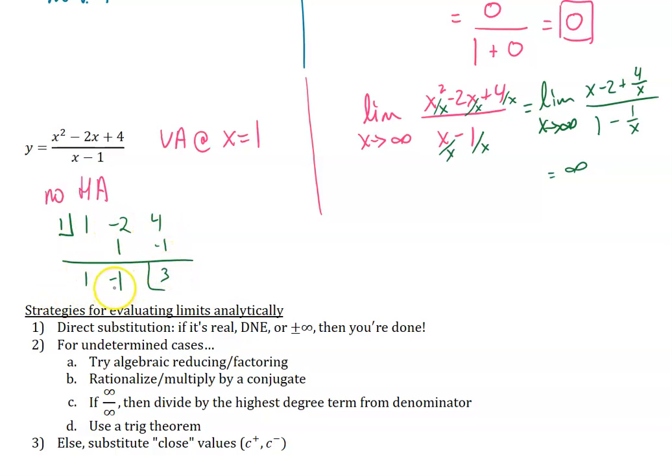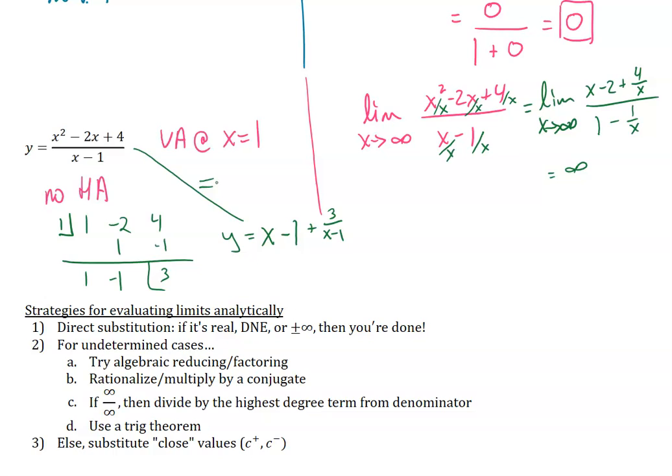Okay, so when we divide this polynomial by this polynomial, this is your linear term, this is your constant, this is your remainder, so we get y equals x minus 1 plus 3 over x minus 1. So these two things are equivalent. We've just written them differently. It's kind of like we reduced a fraction, it was just complicated with variables.